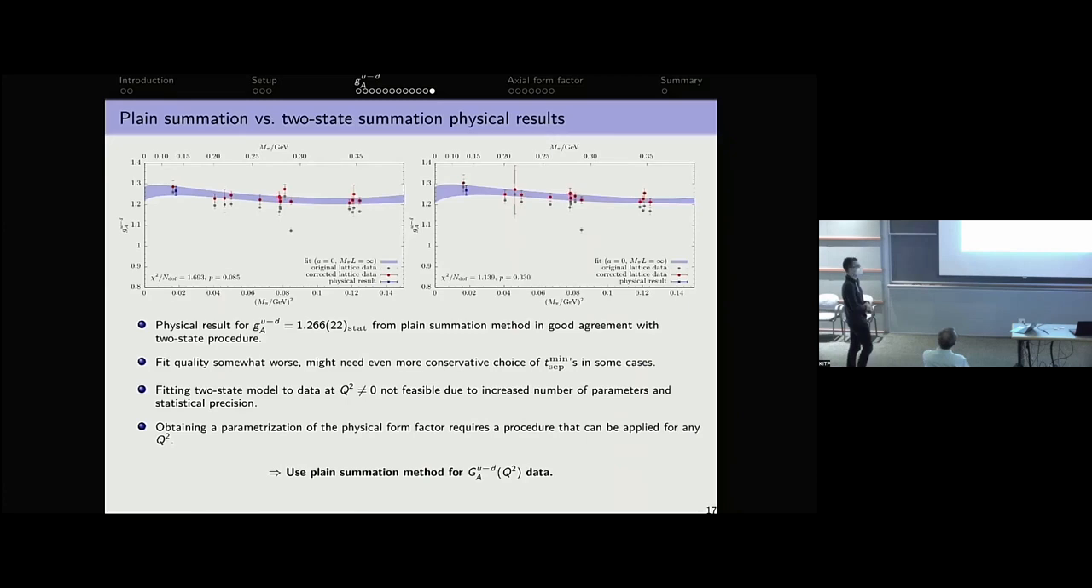The reason why I also look at the plain summation method is that if you want to go to non-zero Q-square, so if you want to look at the axial form factor, which I'm going to do next, then you cannot really do the two-state fit model with our data yet because you need more parameters. And there's also this problem that the statistical precision for non-zero Q-square data gets worse and worse going to larger Q-square, but you need a method that works everywhere. So this has been very reassuring that you can get away more or less doing the plain summation method, and we will use the plain summation method to deal with the actual form factor data.